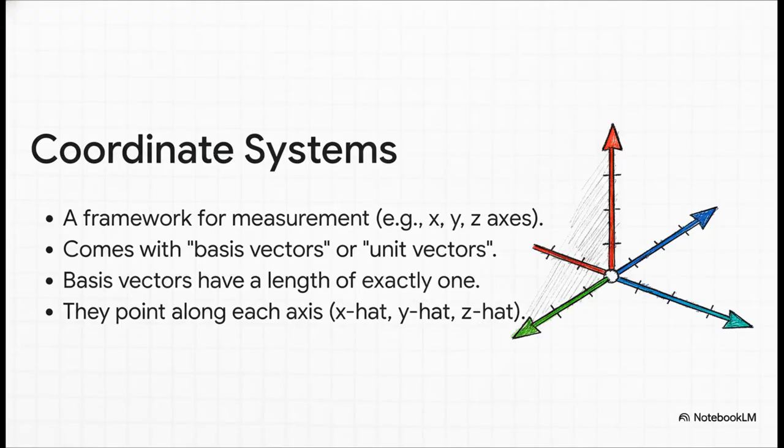To talk about a vector with any real precision, we need a map, a frame of reference. That's our coordinate system, your good old x, y, and z axes. And this map comes with its own special rulers, these little things called basis vectors. Just think of them as one perfect step in the x direction, one perfect step in the y direction, and so on. They're like the fundamental Lego bricks for building any vector you can imagine.